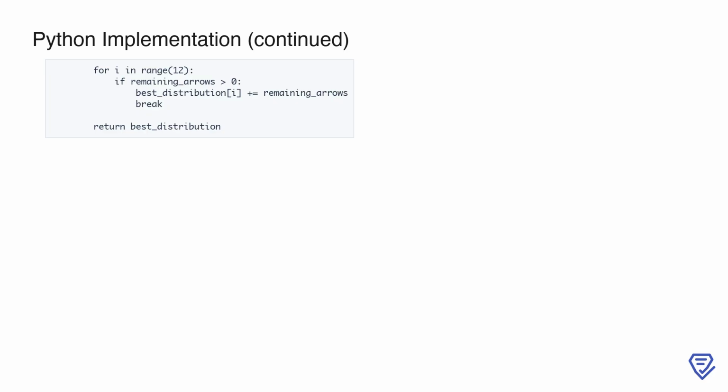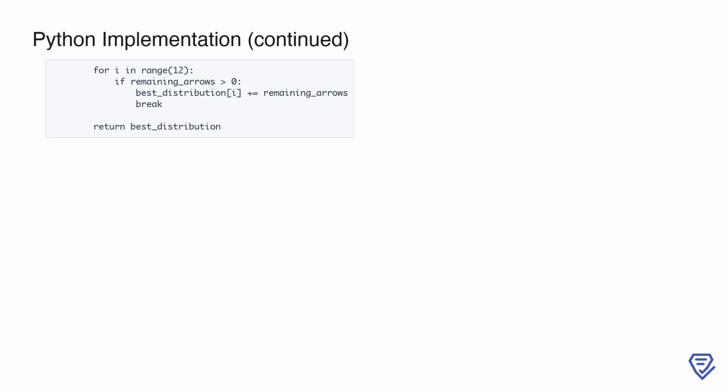In this implementation, we simply allocate the extra arrows to the first round that allows for it, ensuring that the total number of arrows used equals numArrows. This is done by iterating over the rounds and adding the remaining arrows to the first available round before breaking out of the loop. Finally, the method returns best_distribution, which represents the optimal way for Bob to distribute his arrows across the 12 rounds to achieve the maximum possible score while staying within the given constraints.